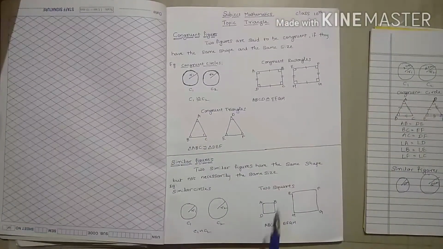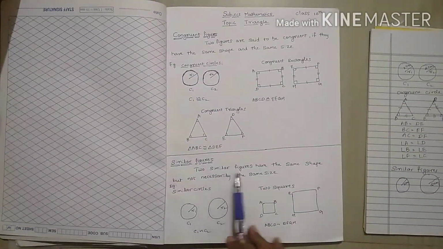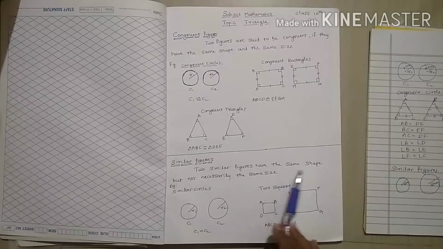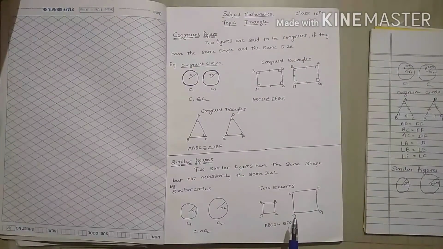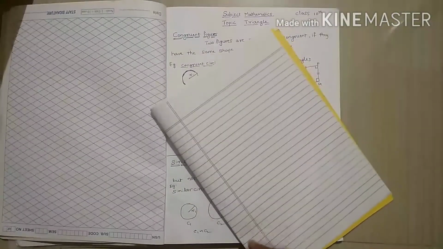Here I have written about the similar figures. Two similar figures have the same shape but not necessarily the same size. So, two similar circles, two squares I have given. More detail I will explain about the similar triangles. Actually, in your syllabus, mainly they concentrated towards the similar triangles. Okay, just copy this. Next we will go for similar triangles.